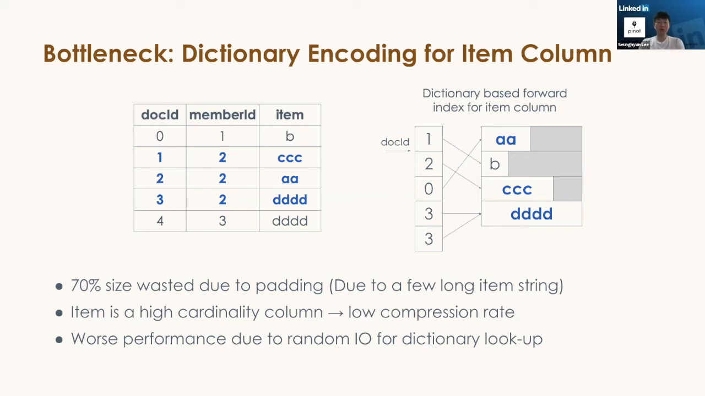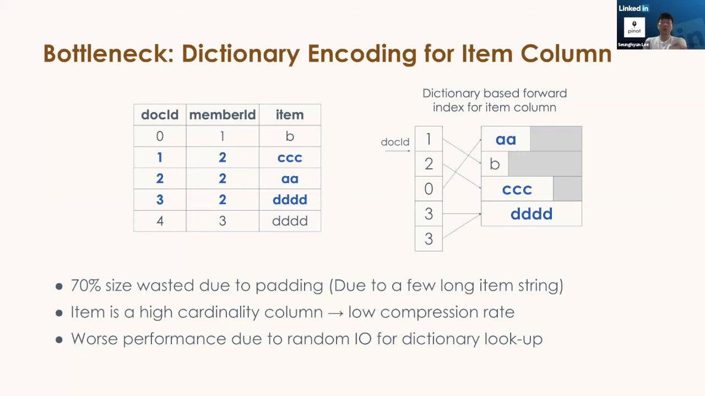For this particular use case, the item column actually had an issue with the dictionary. We found that 70% of the size was wasted due to padding because of a few long item string values. By the way, we used the padding to make the dictionary values a fixed size, because we can easily use binary search when the value size is fixed. Also, the item column is a high cardinality column, so we didn't get a good compression rate with the dictionary encoding. So we did not get any benefit from the dictionary while we were paying all the cost of the dictionary.